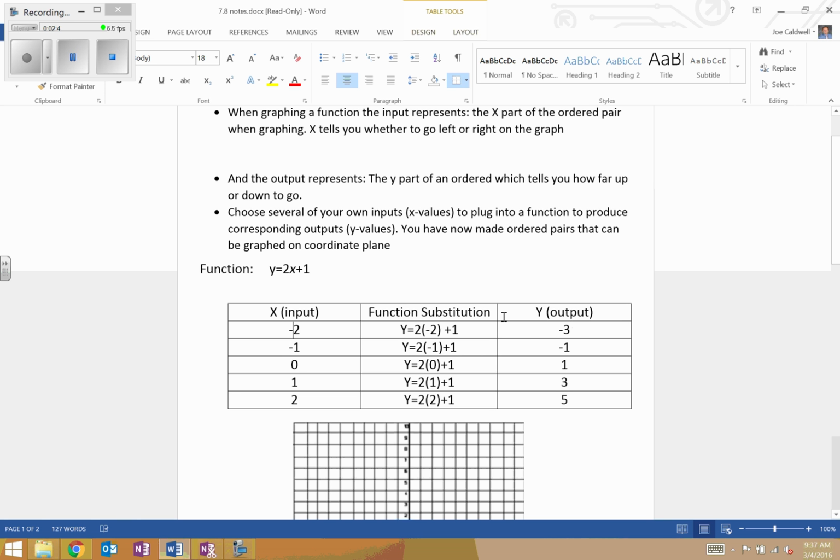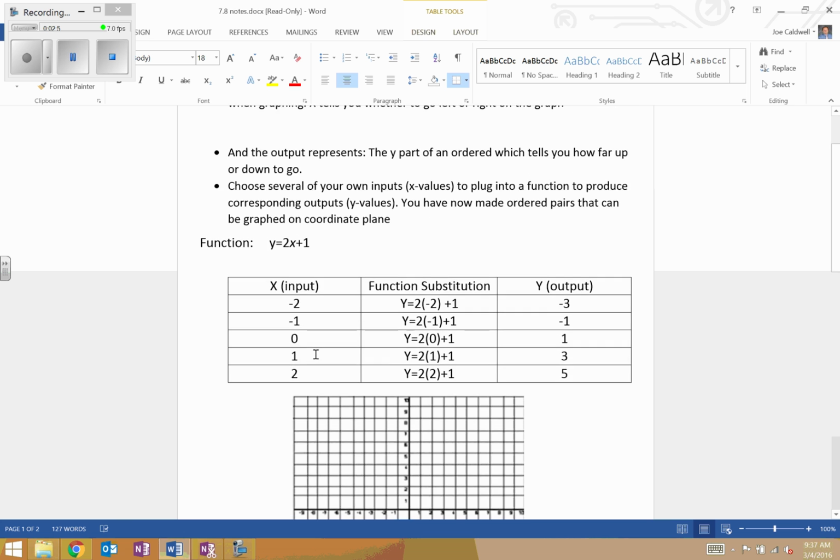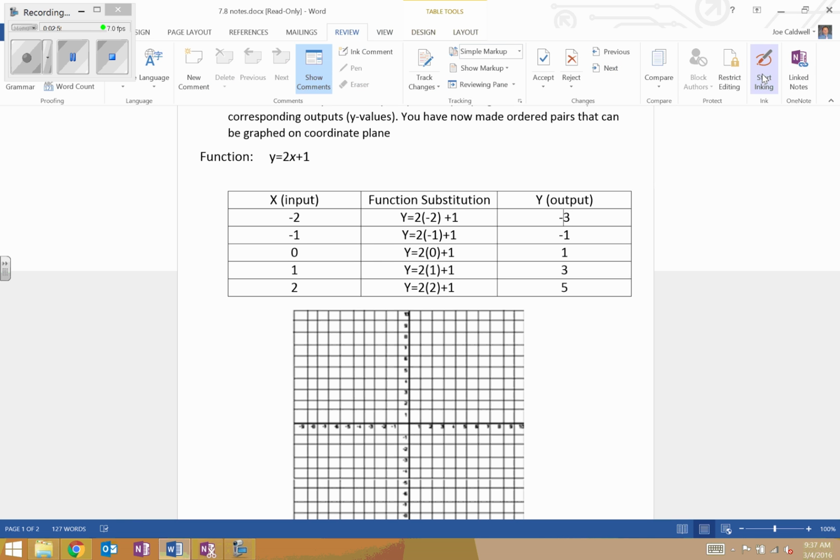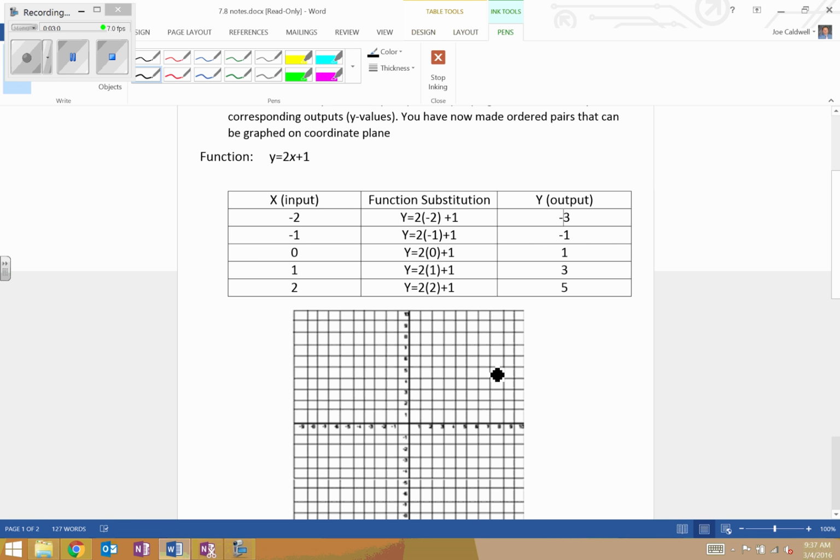Okay, so what we have here is an x value. Every time I plug that in, I'm going to get the same y value. So those are kind of like partners, they're pairs. So what that represents is the ordered pair. For this example, we now have an ordered pair of negative 2 and negative 3. So we're going to use this to make a graph.